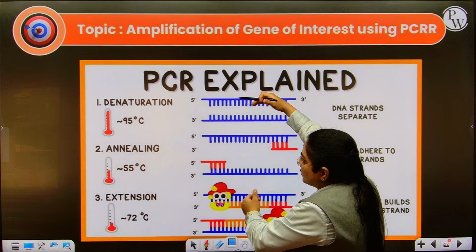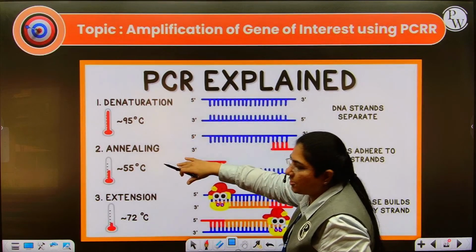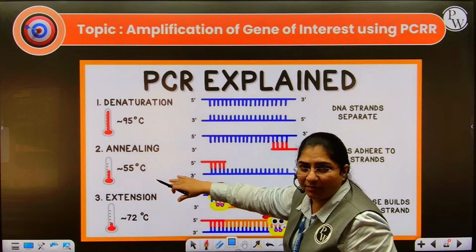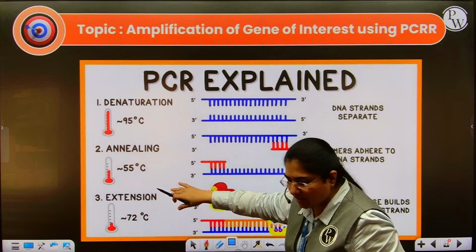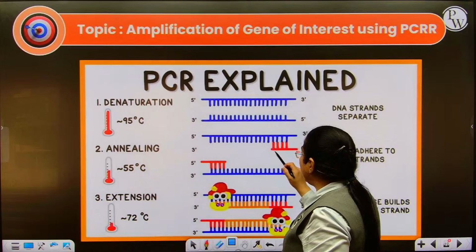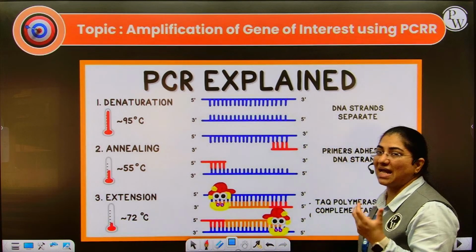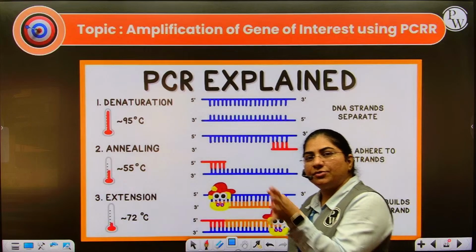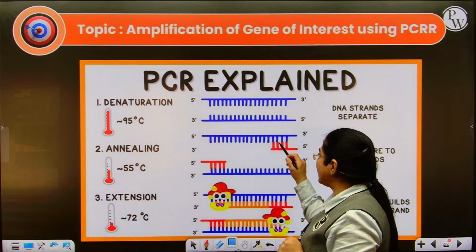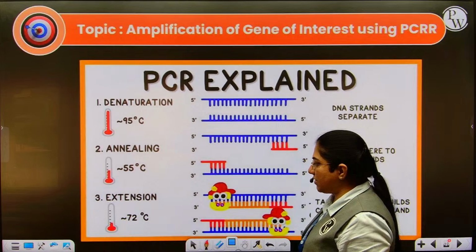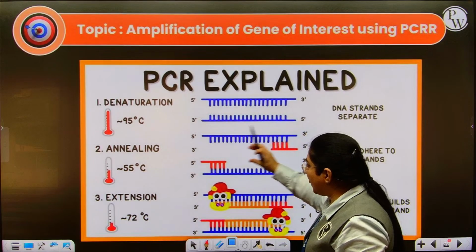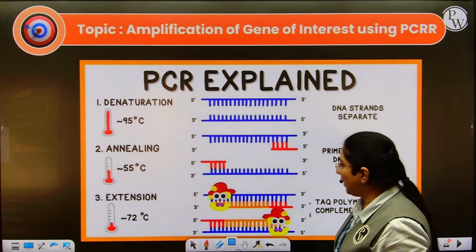As the 2 strands separate out, we then go on to the procedure called annealing, where we are reducing the temperature to approximately 55 degrees Celsius, and we are adding small short parts of DNA called primers. These are oligonucleotide primers, which are synthesized complementary to the strands. We will now add these to the template DNAs.